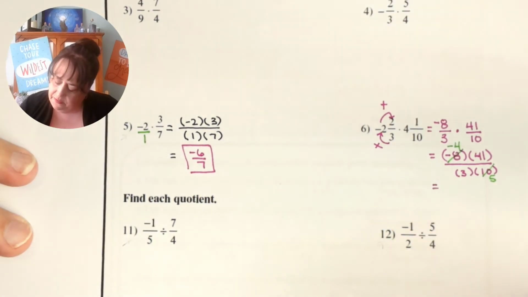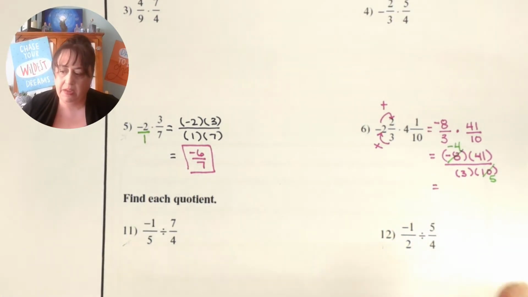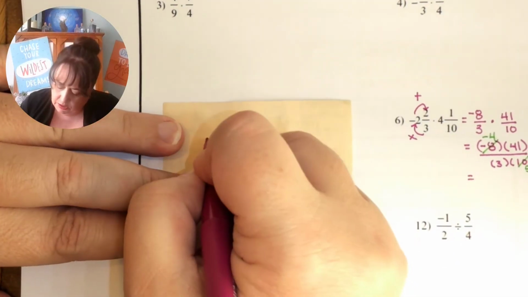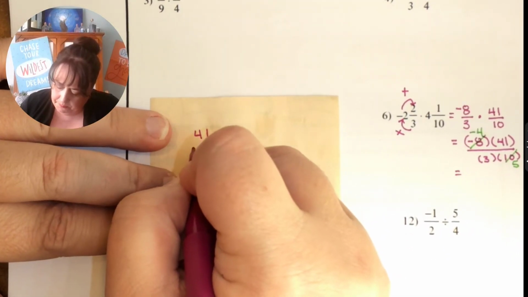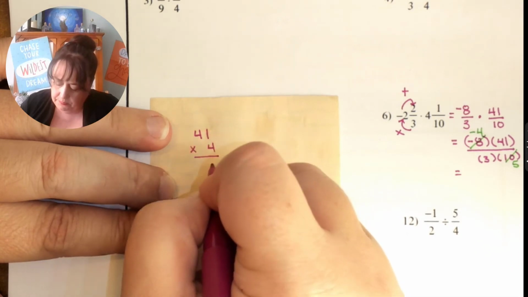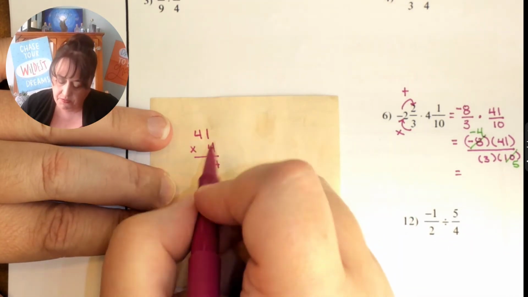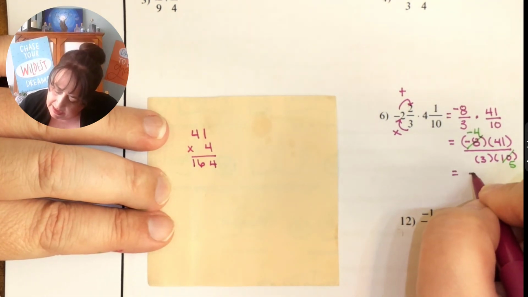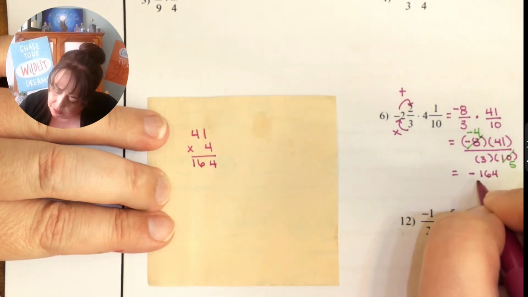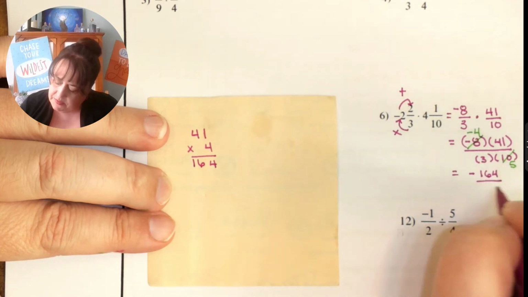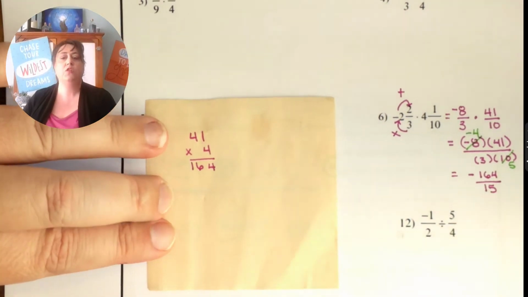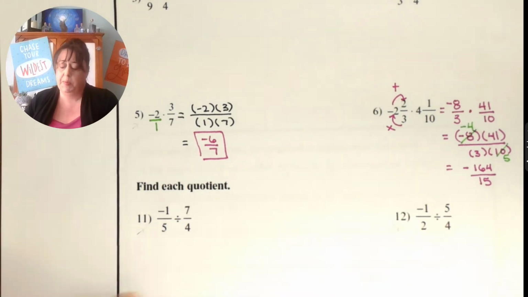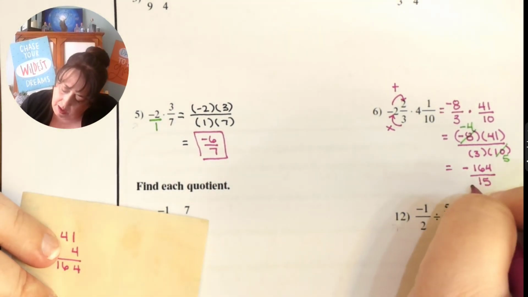So I have -4 times 41, which I'm either going to do on a piece of scratch paper. So 41 times 4 is 4, 4 times 4 is 16. So I have -164 over 3 times 5 is 15. So you do have some math facts you don't have to show, and then you have other things I need scratch paper for. I'm not done with this.